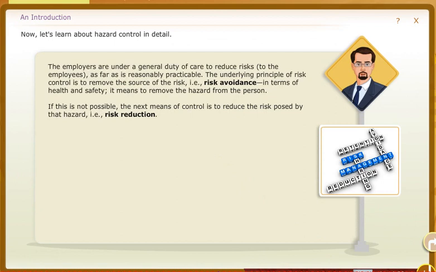The employers are under a general duty of care to reduce risks to the employees as far as is reasonably practicable. The underlying principle of risk control is to remove the source of the risk, that is, risk avoidance. In terms of health and safety, it means to remove the hazard from the person. If this is not possible, the next means of control is to reduce the risk posed by that hazard, that is, risk reduction.